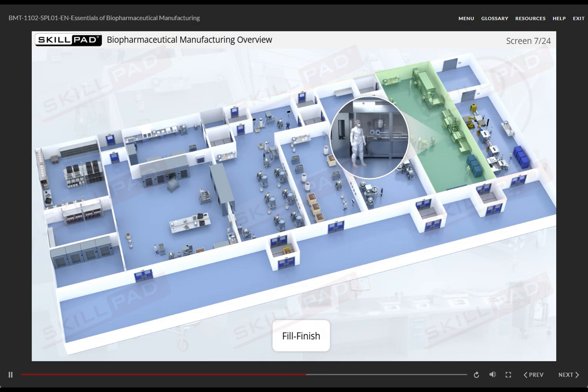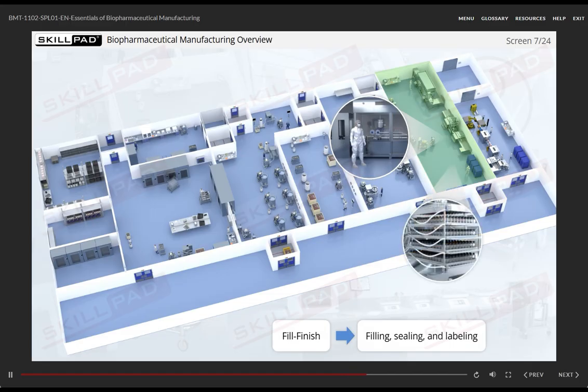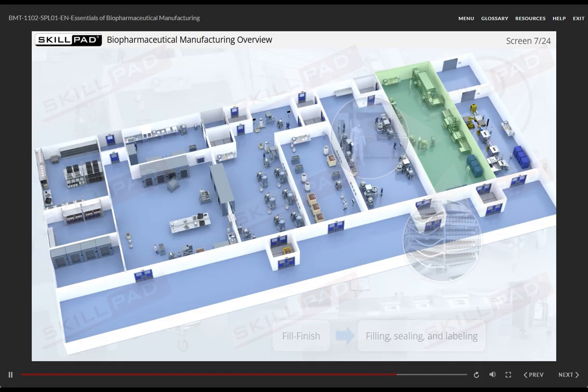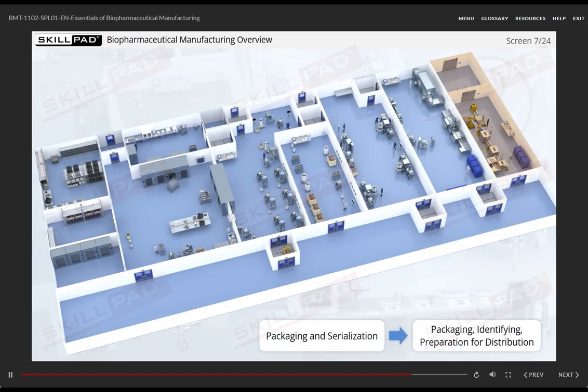In the fill-finish stage, the drug product is filled into sterile containers and sealed and labeled. Sometimes, freeze-drying is also performed at this stage to improve stability. Finally, in packaging and serialization, products are packaged, given unique identifiers, and prepared for distribution.